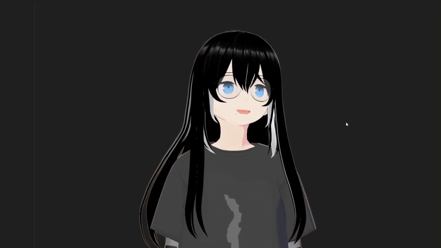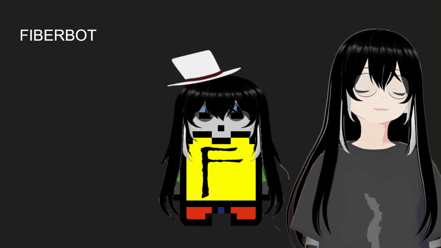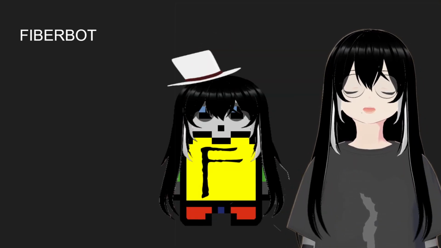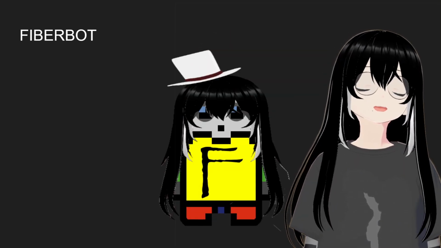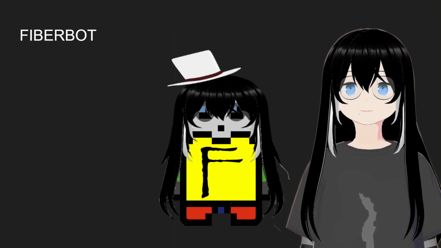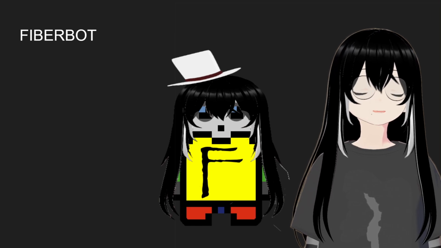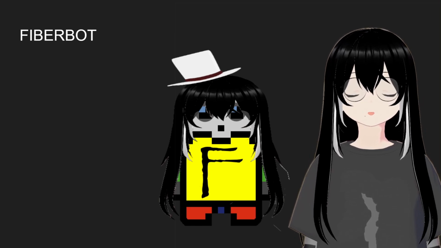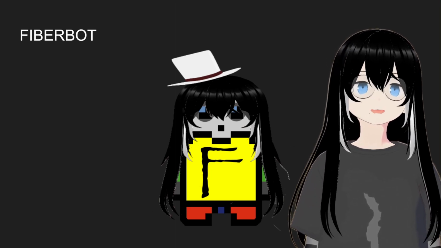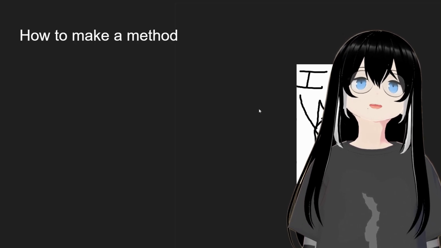So the first thing I want to talk about is what we're going to do today. We're going to make our own FiberBot object. We're basically going to make a child object of the Karel J robot object in this episode called FiberBot. We're going to be adding more methods to increase the functionality of the Karel J robot class. And let's talk about the methods that we're going to do. So first, we have to figure out, how do we make a method?